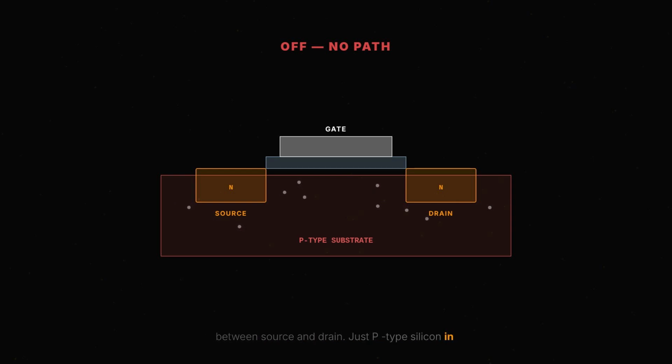Just P-type silicon in between 2 N-type islands. Current can't cross it. The transistor is off. Now apply a positive voltage to the gate. Its electric field reaches down through that thin oxide into the silicon underneath, and it pulls the free electrons in the P-type substrate up toward the surface, forming a thin layer of negative charge carriers right under the gate, right between the source and the drain.